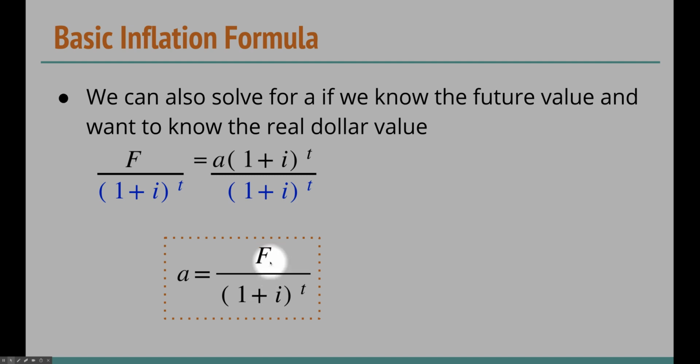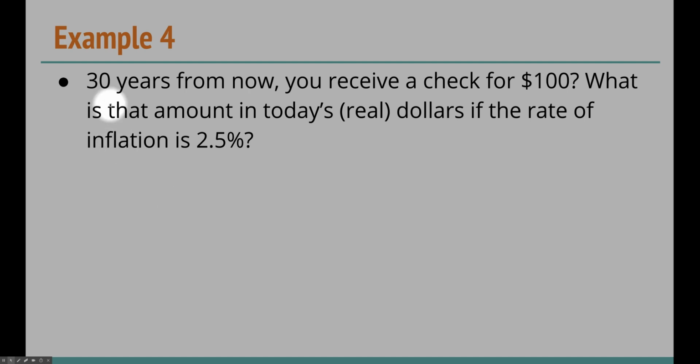In other words, if I know how much something is worth in the future, and I know how much time in the future I've gone and what the inflation rate is, then I can backtrack to the value today in real dollars. So this allows me to take nominal dollars, capital F, and convert them to real dollars, little a. Let's do an example. Let's say that 30 years from now, you receive a check for $100. What is that amount in today's dollars, in real dollars, if the rate of inflation is 2.5%?